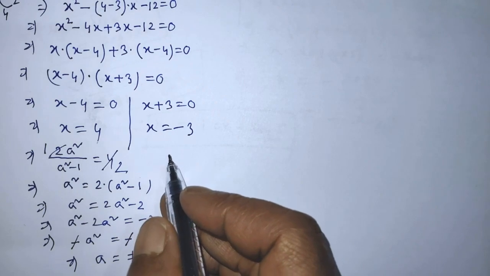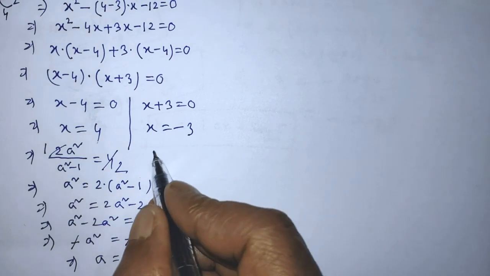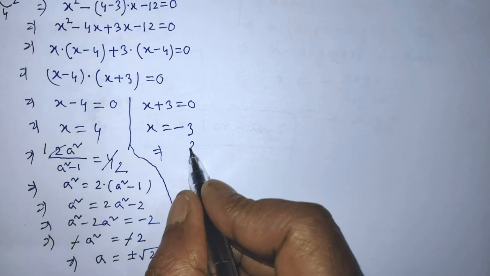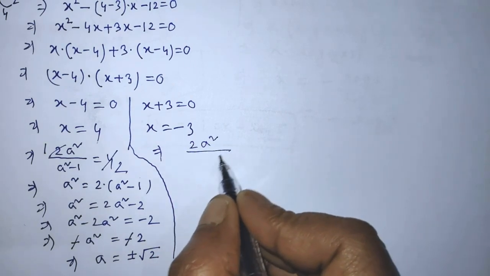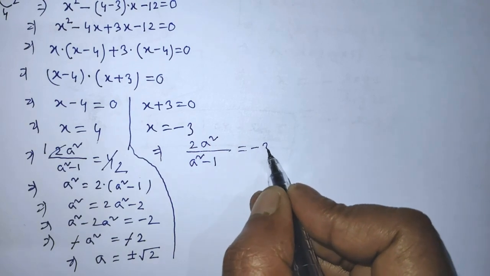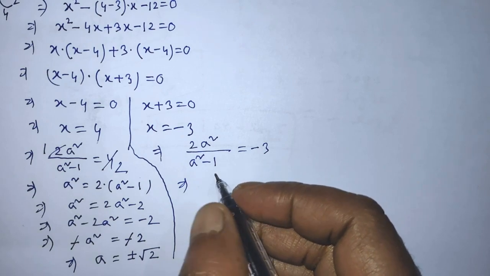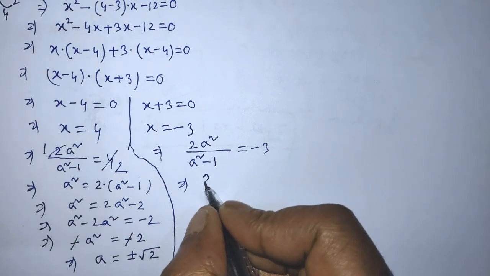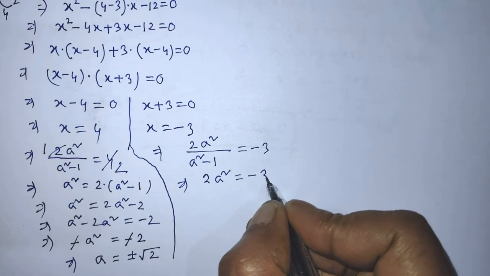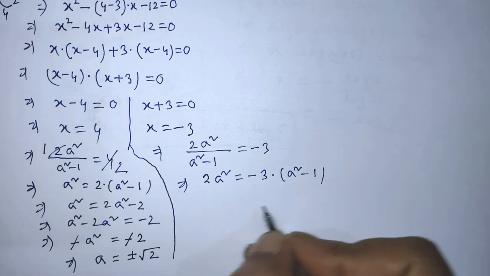So student, similarly we have to put the value of x in this equation. So we can write from this equation 2a square over a square minus 1 is equal to minus 3. So after that, according to cross multiplication rule, we can write from this equation 2a square is equal to minus 3 times a square minus 1.